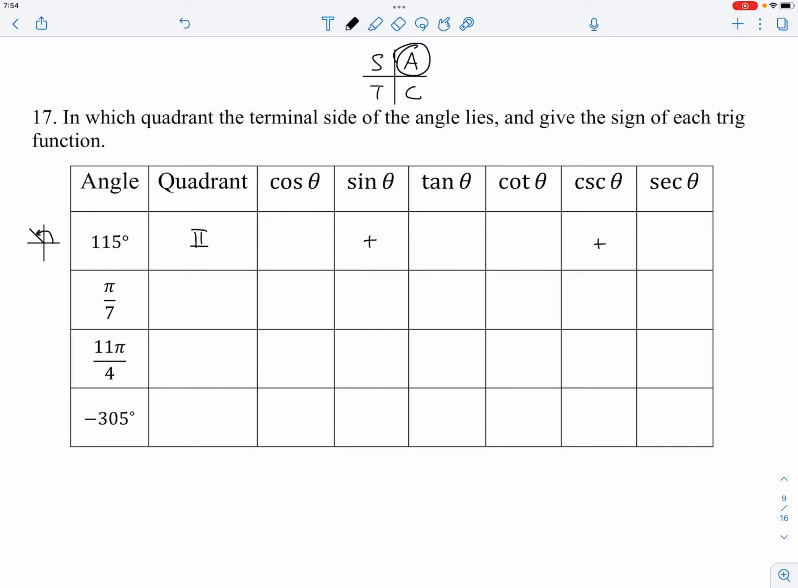And then we have pi over 7. I think this is very easy. It's very obvious. Quadrant 1. So everything will be positive in quadrant 1. Okay. And then we have 11 pi over 4.